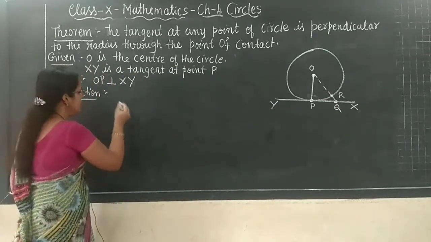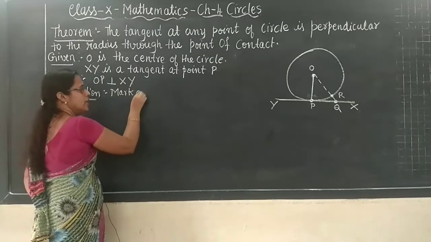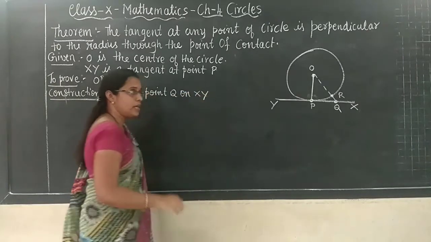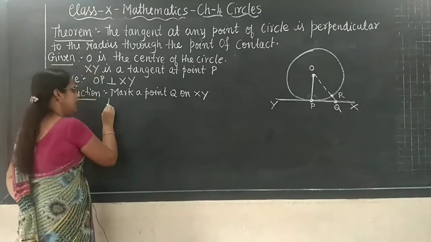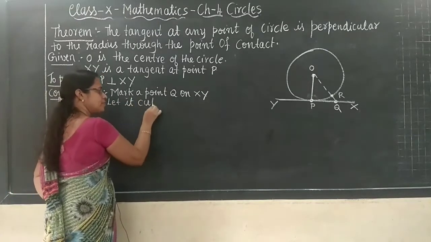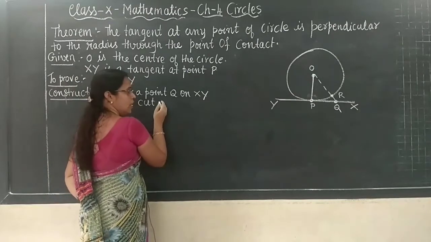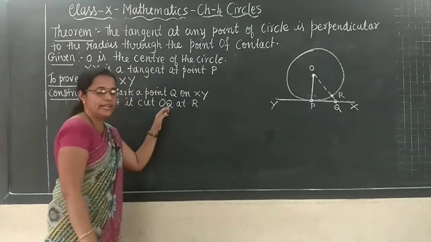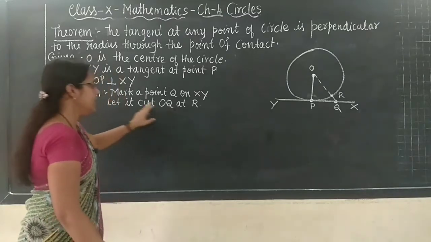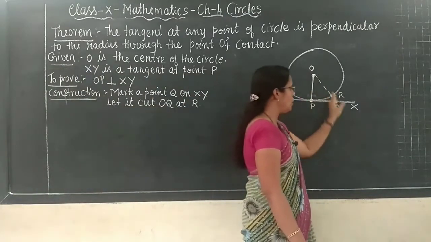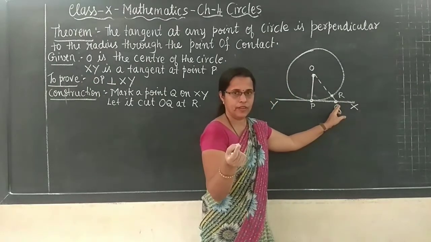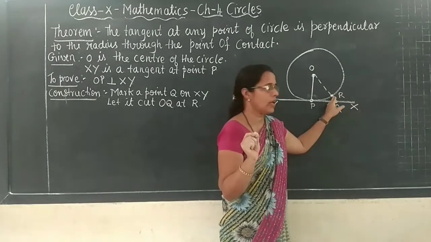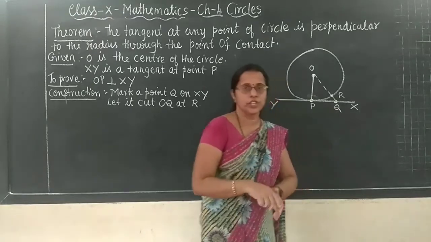Why, I will explain now. Mark a point Q on XY and let OQ cut the circle at R. Here, OQ is a line I drew, and it cuts the circle at R. Okay. Now what happens? See here, after the construction, you have to do the proof.